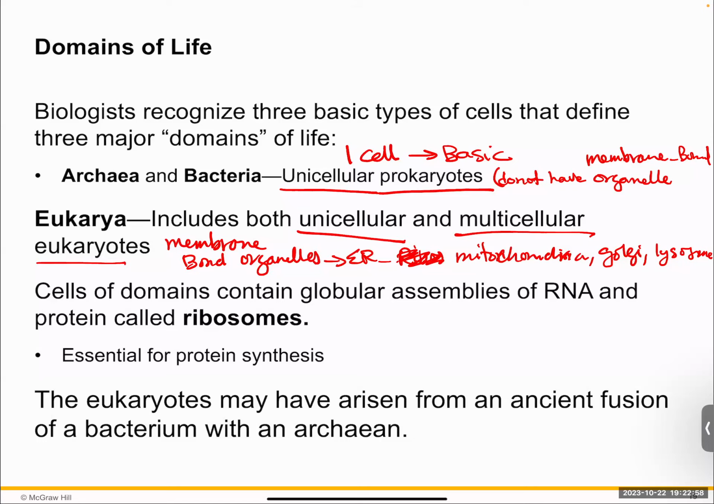So cells of all domains contain globular assemblies of RNA and protein called ribosomes. Going back to what we already talked about, ribosomes are really important for us because they synthesize proteins and allow us to express our genes. Now, eukarya are believed to have arisen from an ancient fusion of the archaea and bacteria together. So the 2 simplest domains combined to form the more complex domain, which is the eukarya.